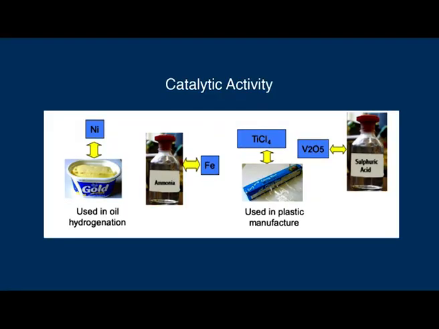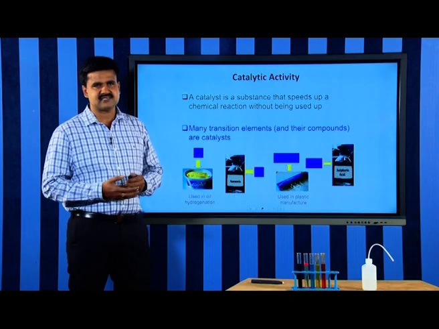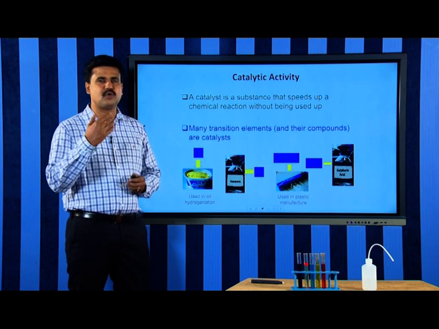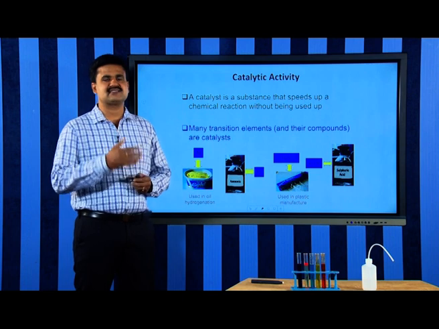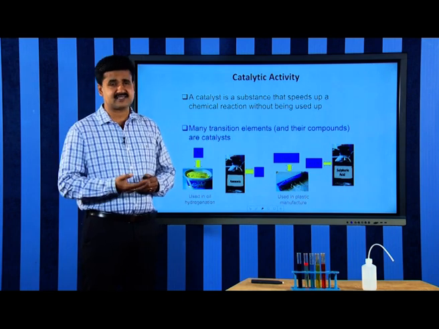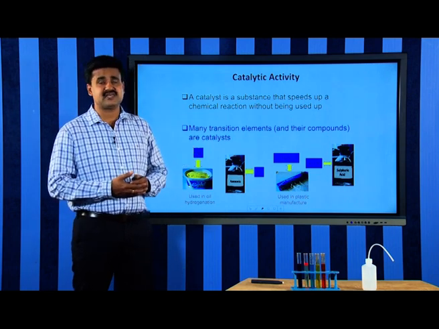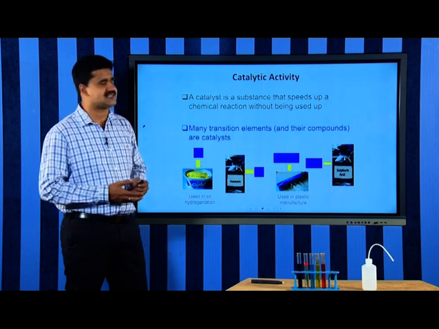Then titanium tetrachloride. Titanium tetrachloride, simply termed as the Ziegler-Natta catalyst, is used for the polymerization of alkenes, which is used in the preparation of several kinds of plastics. Now, vanadium pentoxide. It is a catalyst, salt catalyst. It is a compound of vanadium used in the catalytic conversion of sulfur dioxide to sulfur trioxide for the preparation of sulfuric acid by the contact process.